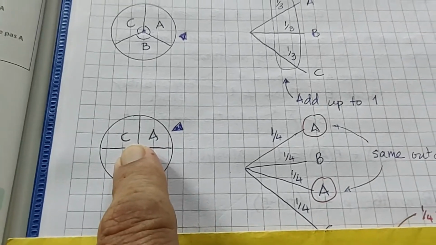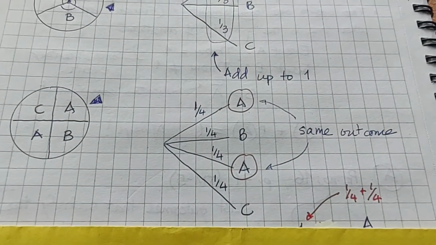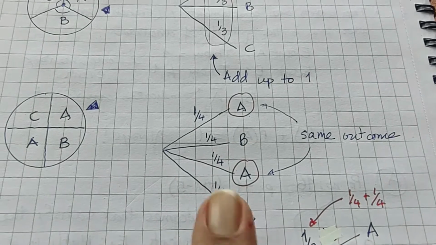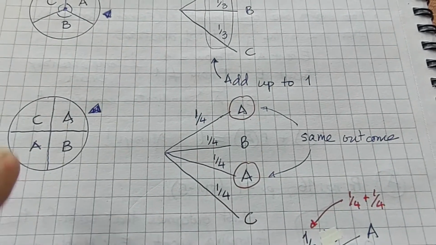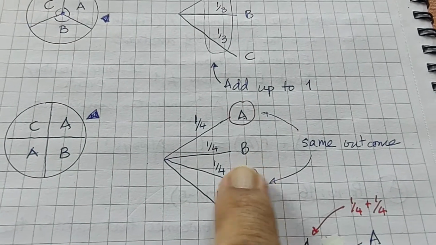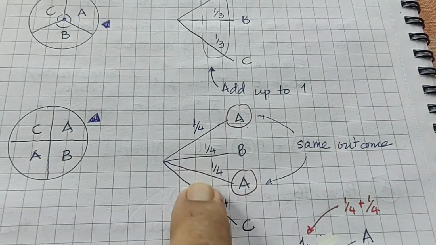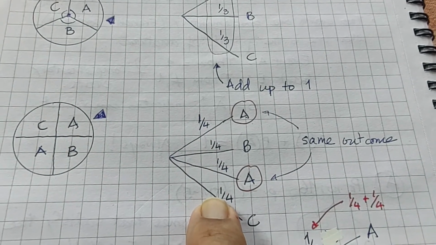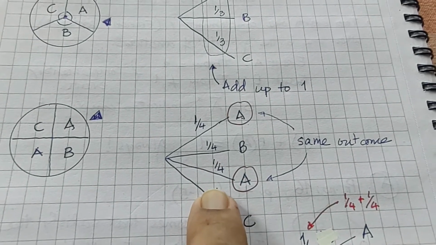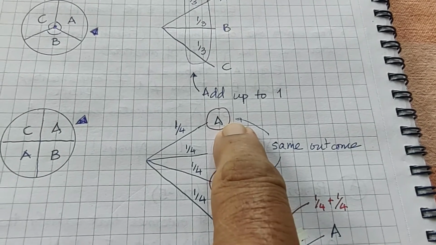So here, if we do the probability tree, it looks like this: 1/4 A, 1/4 B, 1/4 A, 1/4 C, because each one of these has a likelihood of stopping at the pointer of 1/4. And again, you see, when you add all of these up, you will get 1. 1/4 plus 1/4 plus 1/4 plus 1/4 will be 1. But here you see it's the same outcome here and here.